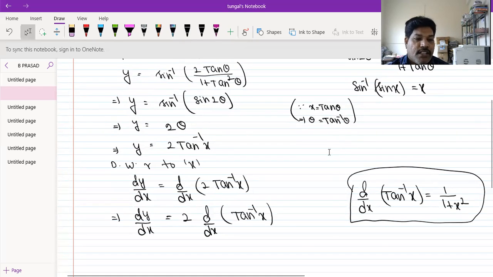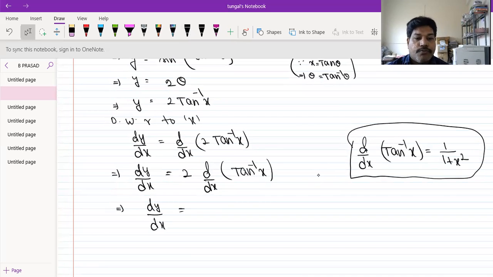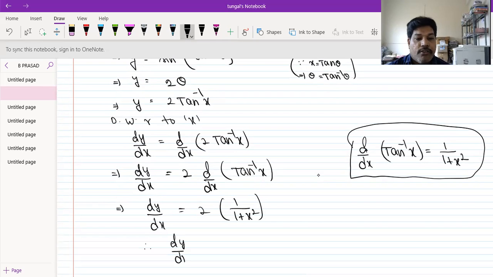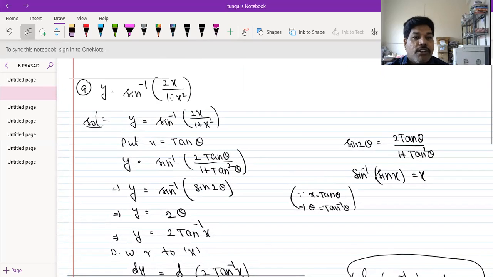So dy by dx is equal to 2 into 1 by 1 plus x square. Therefore dy by dx is equal to 2 by 1 plus x square. So this is the derivative of the given function, y is equal to sine inverse of 2x by 1 plus x square. So how to simplify that?